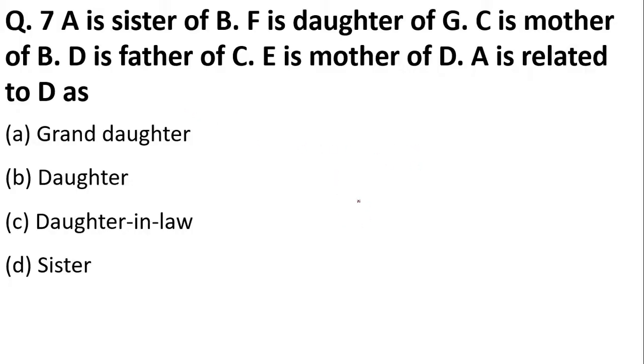So they're saying A is the sister of B. One trick I want to tell you, whenever they are talking about people of the same generation, like father and daughter, they are people of different generations, right? But a brother and sister are of the same generation. So A is the sister of B. They have not mentioned the gender over here. For A it's female. F is the daughter of G.